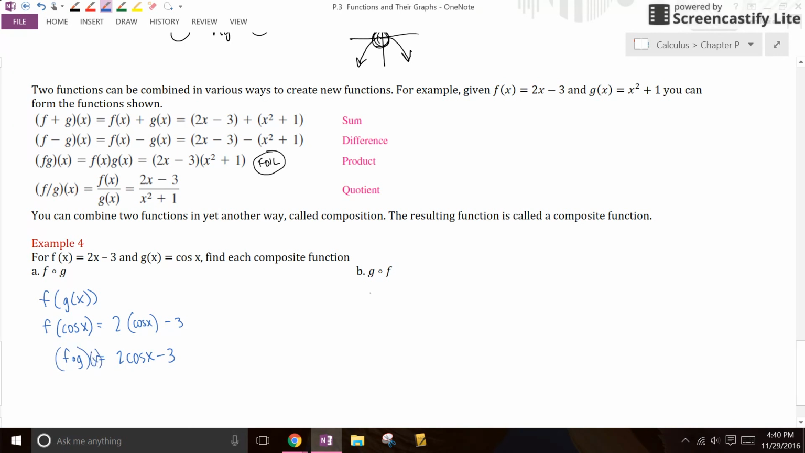That's your f of g problem of x. All right, how do you do g of f of x? Well, that's the same kind of thing, there should be an x here. That's the same thing as g of f of x. So what does that mean? That means g of whatever f of x is, 2x minus 3. So go over to g, which is cosine of something, and take that something out and put in 2x minus 3. And there is your g of f.